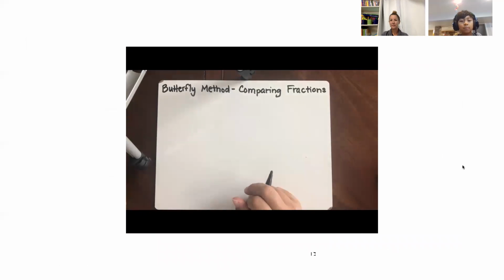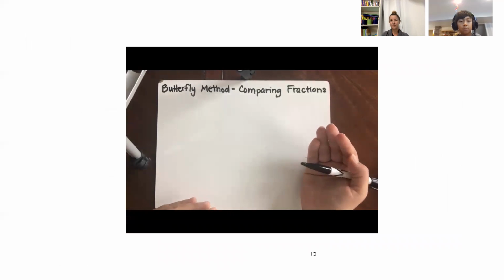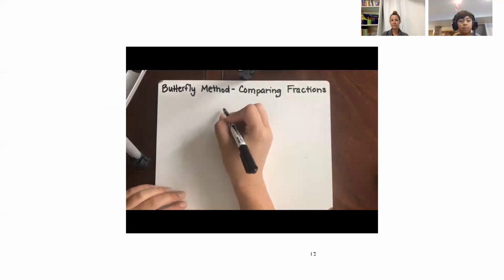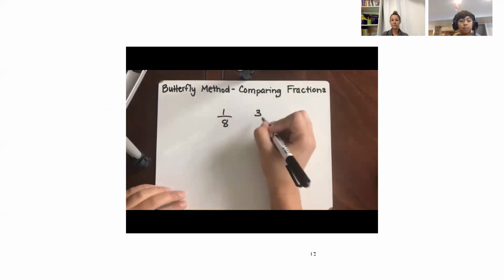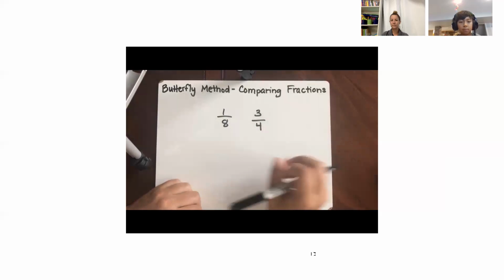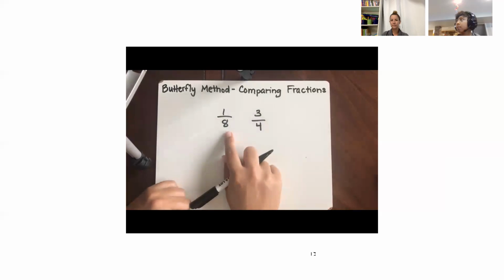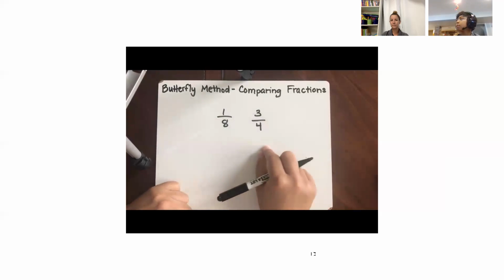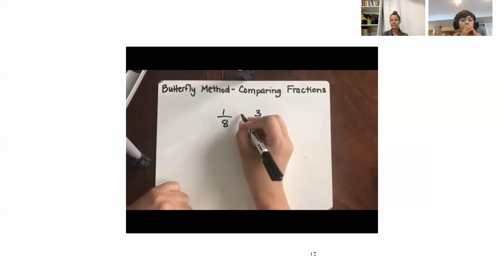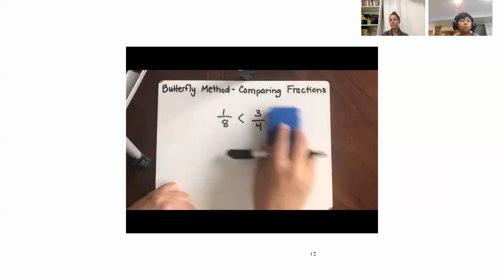Hey everybody, in this video, I'm going to show you how to use the butterfly method for comparing fractions. Now, when we compare fractions, the first thing we always want to do is compare them to half first. Like if I have 1/8 and 3/4, and I'm asking you to compare them, before we even do the butterfly method, we just want to analyze the fractions compared to half. I know 1/8 is less than half, and I know 3/4 is more than half, so I can already tell you that 1/8 is less than 3/4 without doing any other method.